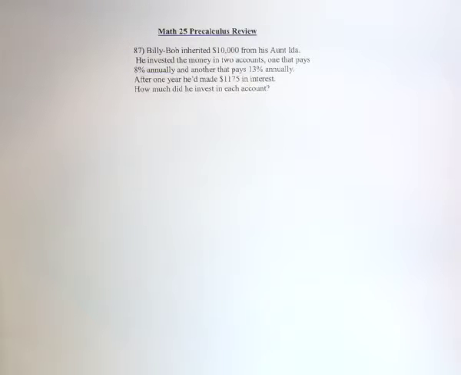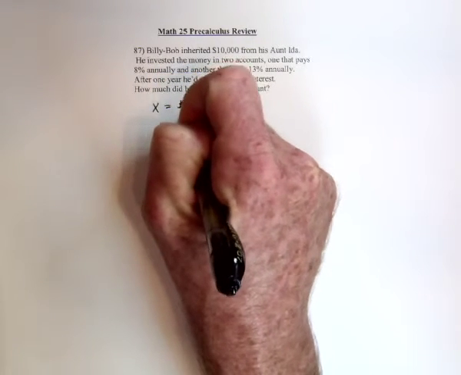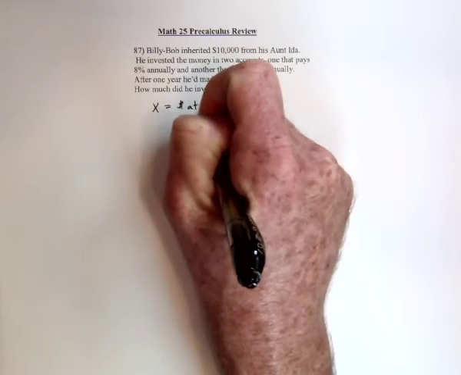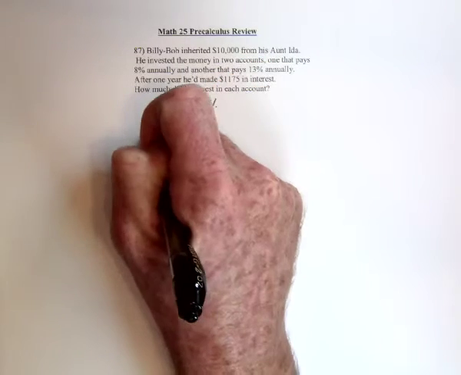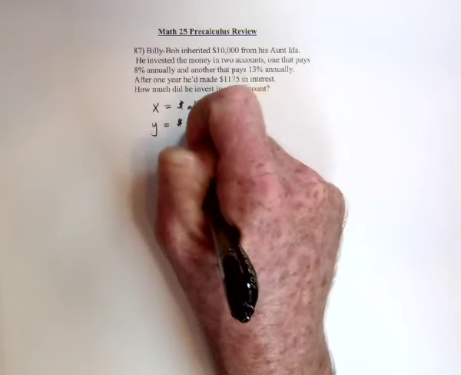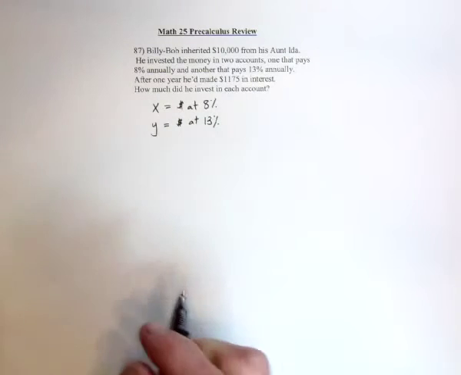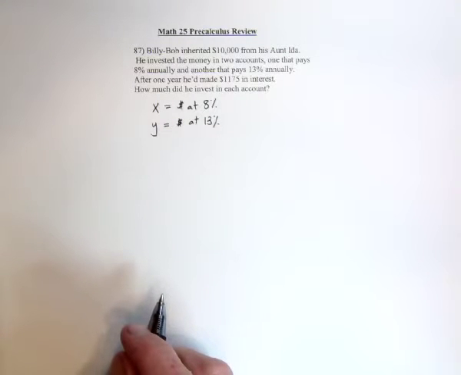So let's see. This guy, Billy Bob, inherited $10,000 from his Aunt Ida. He invested the money in two accounts. One pays 8%. So I can say x is the money in the 8% account, and y is going to be the money in the 13% account. Now, because we've got two variables, we're going to have to come up with two equations.